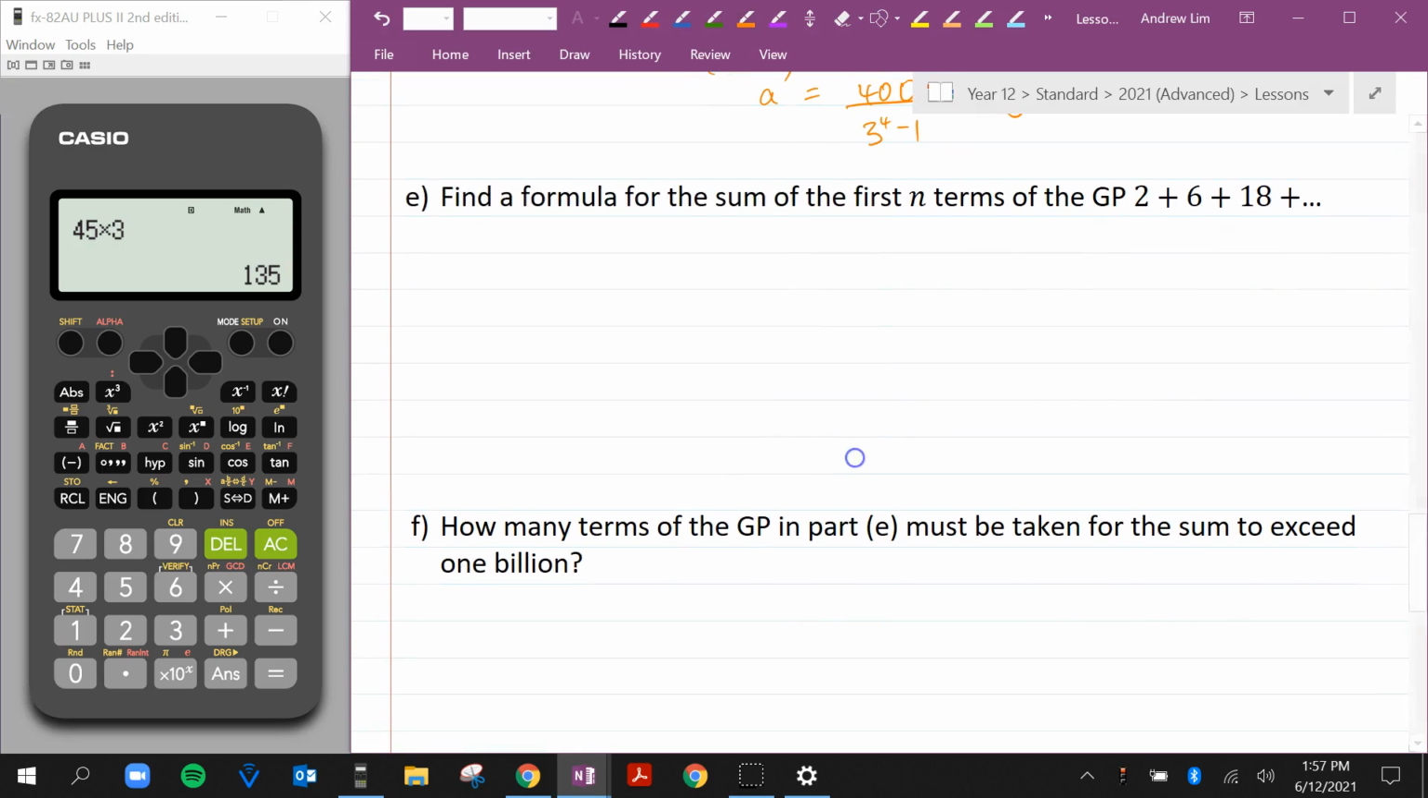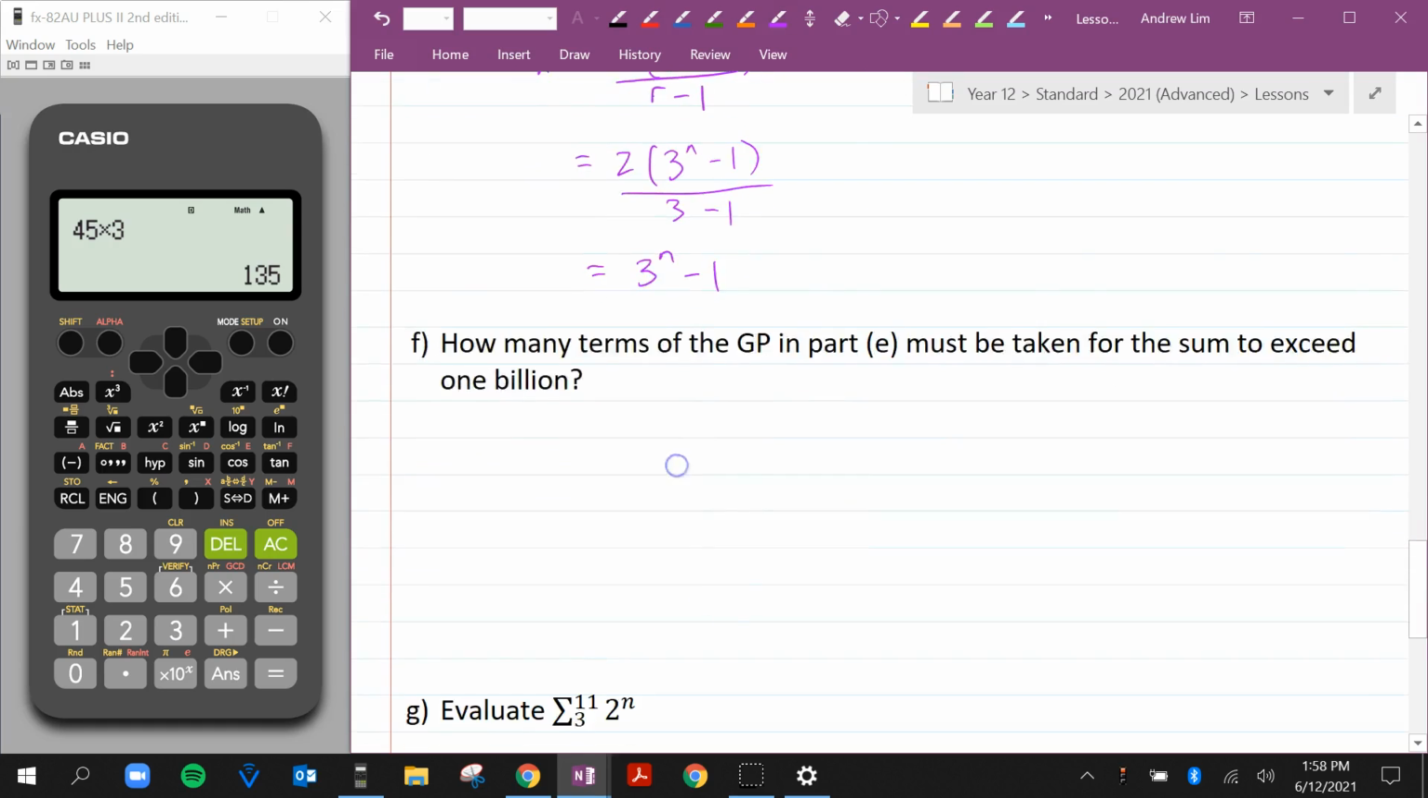All right, question E. Find the formula for the sum of the first n terms of the GP, 2 plus 6 plus 18 plus etc. All right, why don't you pause the video and have a go with this one. Okay, so we know that the formula is Sn is equal to a bracket r to the n minus 1 over r minus 1. A is 2. The ratio here is 3. 3 minus 1, which is 2. The 2's will cancel, so it's just going to equal 3 to the power of n minus 1. That's it.